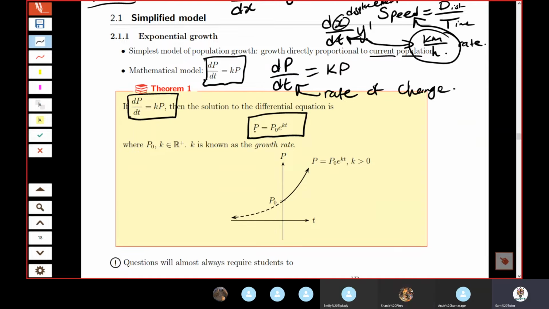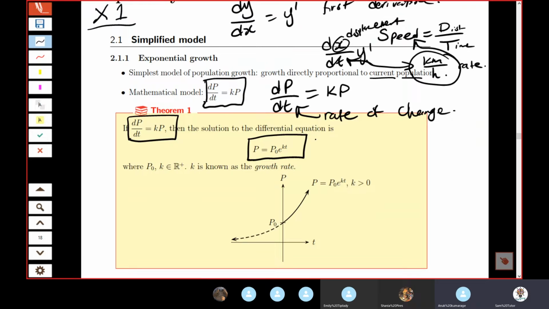The way we're writing this, by the way, is P equals P with a little 0 at the bottom, and then E, K, T. So E to the power of K, T. Yeah, I got it. All right. Anyone else still writing?